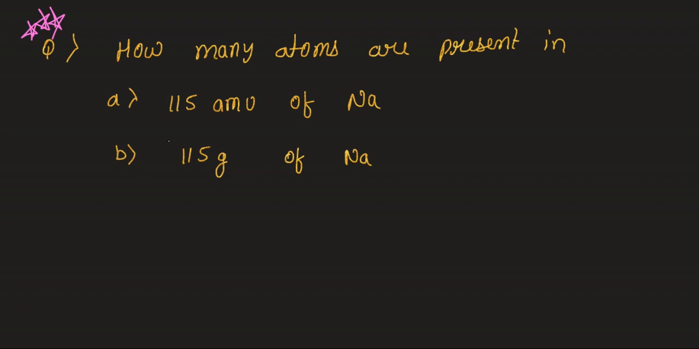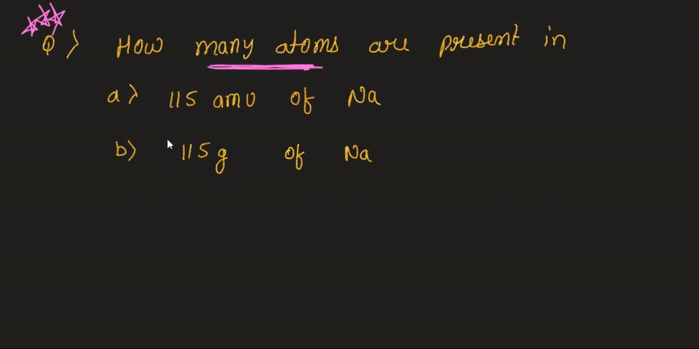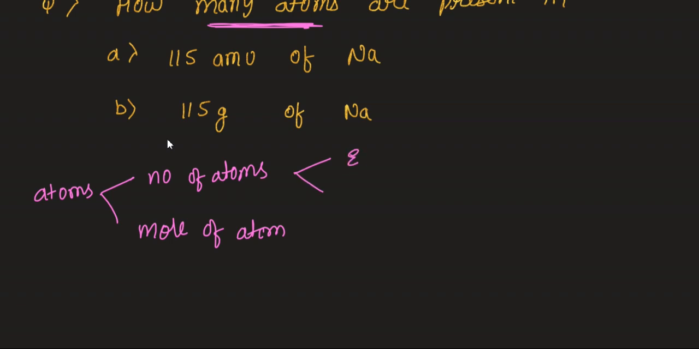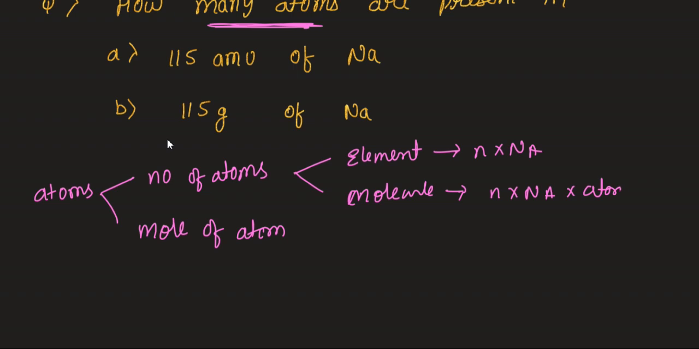So what they have given: how many atoms are present? Once again, the question is related to atoms. Let us try to categorize the atoms questions. Atoms questions are of two models. In one case they will ask you the number of atoms, and in the other case they will ask you moles of atoms. If it is a number of atoms, recognize whether the question relates to an element or to a molecule. If the question is related to an element, then the formula is N into Na. If the question is related to a molecule, then the formula is N into Na into atomicity.